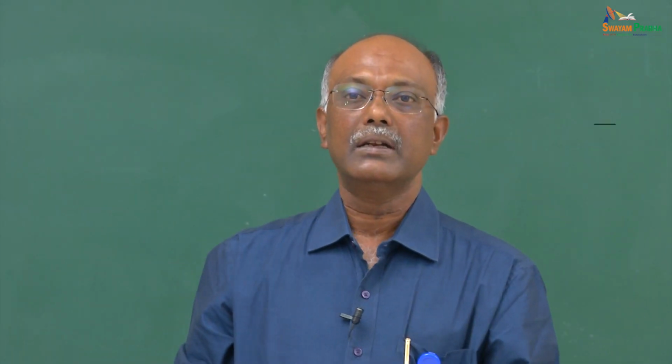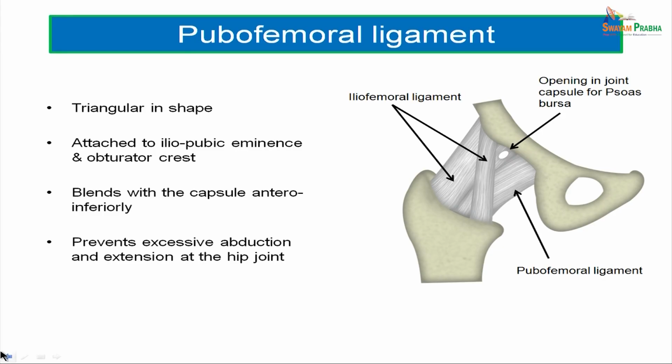The next ligament is the pubofemoral ligament. The pubofemoral ligament is a triangular ligament which is attached to the iliopubic eminence and the obturator crest. It blends antero-inferiorly with the joint capsule and reinforces the antero-inferior aspect of the joint capsule. The pubofemoral ligament prevents excessive abduction and extension at the hip joint.